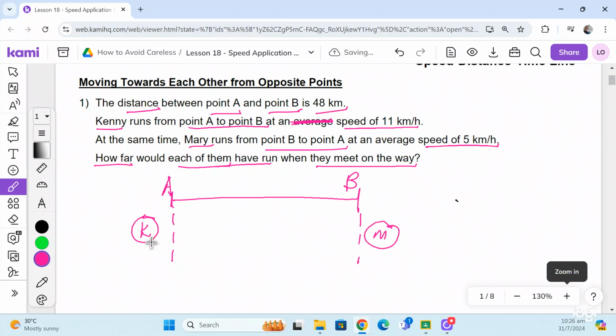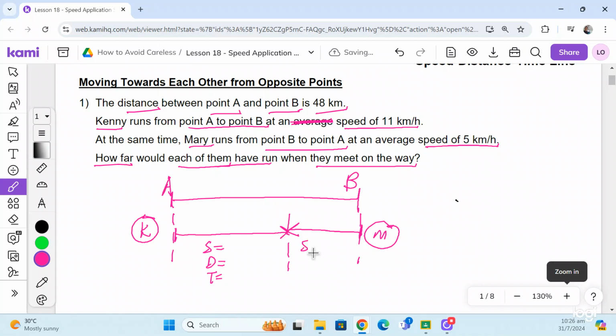And who is faster? If Kenny is faster, then he will travel a longer distance. Mary is slower, so there will be a shorter distance, and that's the dotted line. Alright, the dotted line shows where they start and where they meet. And at the beginning of the speed lesson, we learned that every part of the journey has a family. Right, you have speed, distance, and time in the same family.